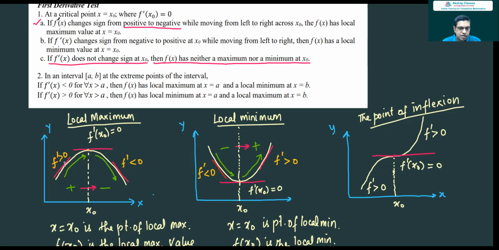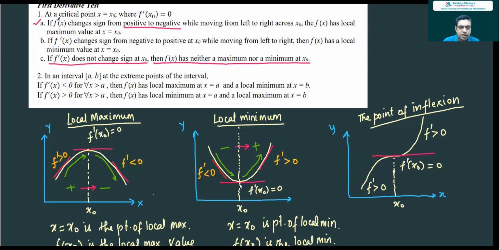If the first derivative changes its sign from positive to negative, so here we are seeing it's positive. I don't know whether you're able to see the arrow. Yeah. So here the derivative is positive slope. It comes to 0 and then becomes negative. So the derivative changes from positive to negative across that point. Then it is a local maximum.